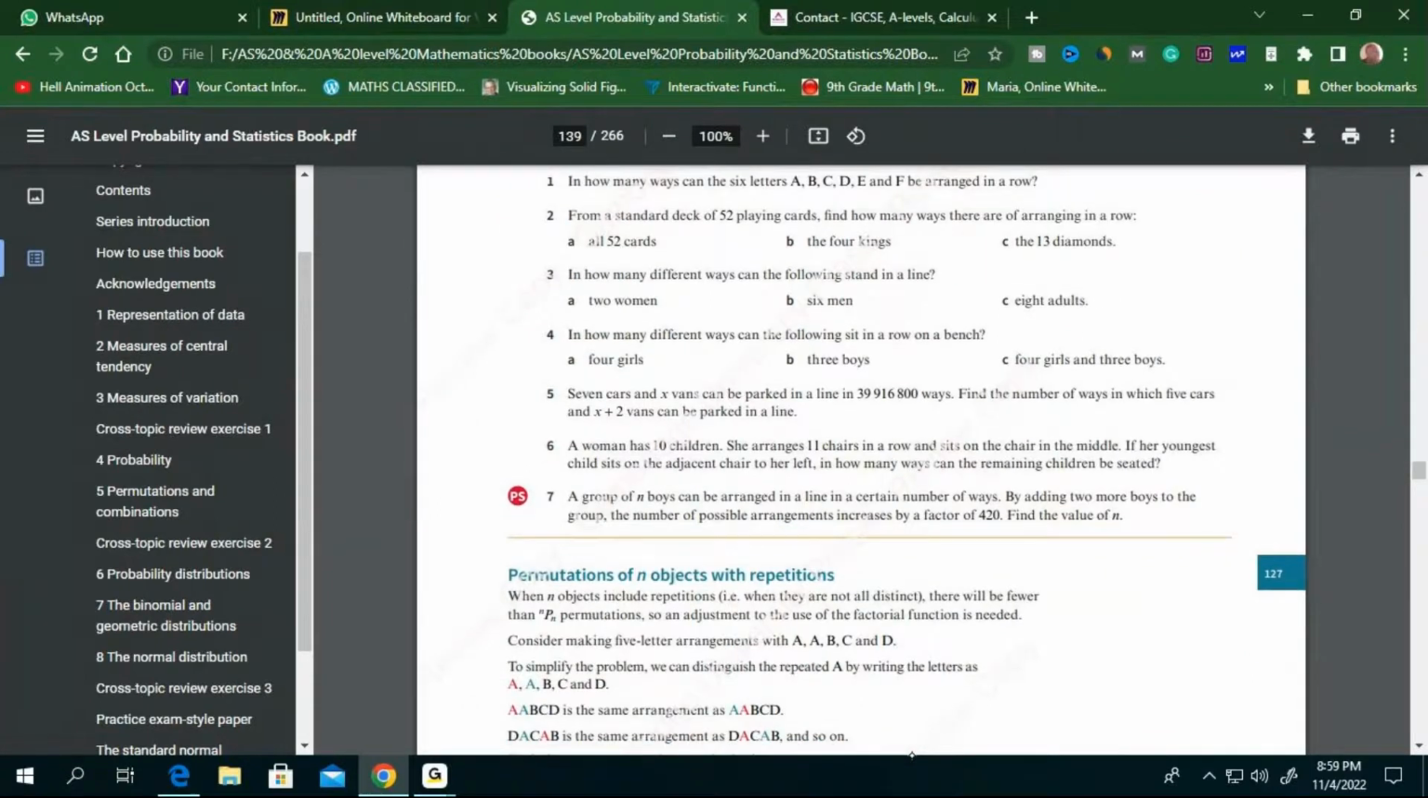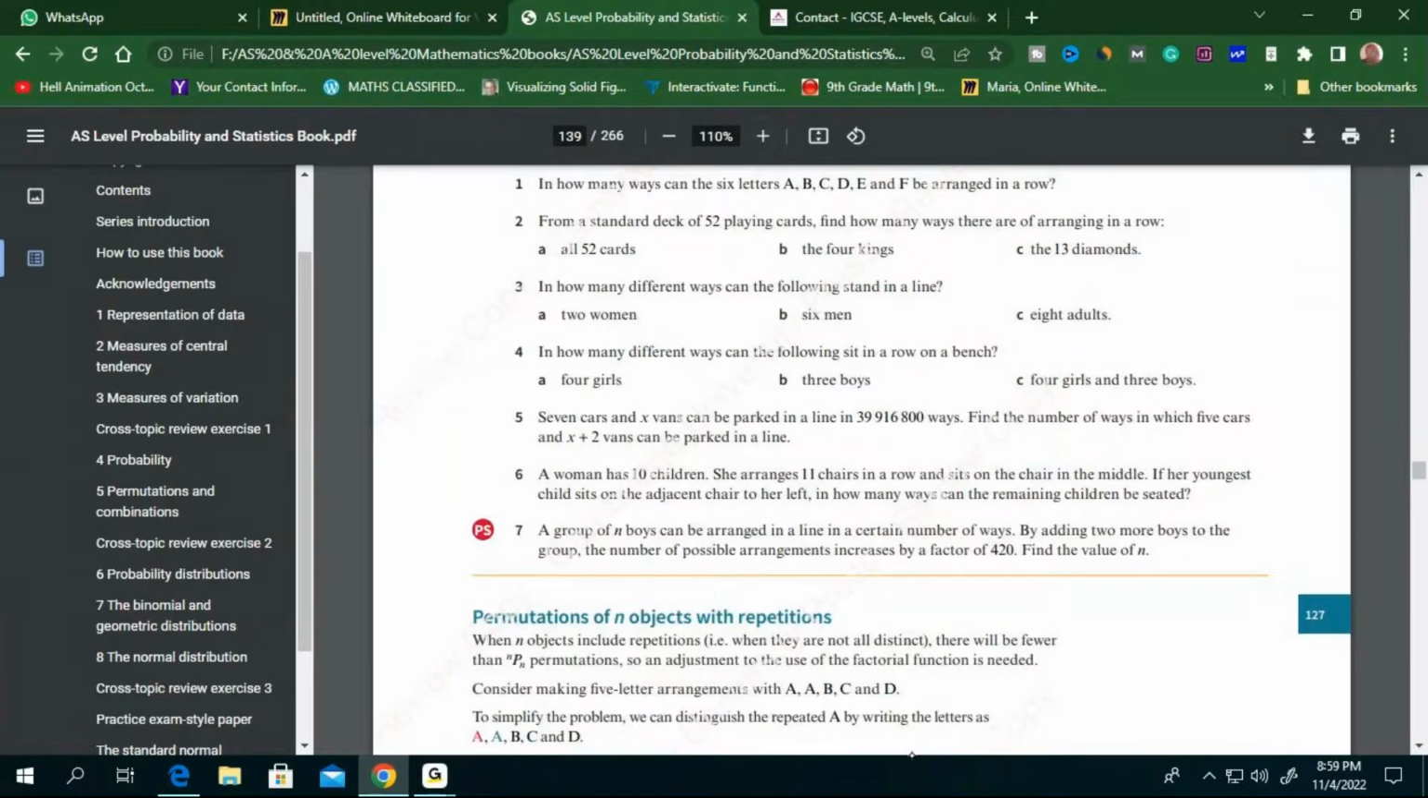Now, question number 2, from a standard deck of 52 playing cards, find how many ways there are of arranging them in a row. In part A, they just say all 52 cards you need to arrange in a row. What is going to be n factorial? You can't just say n factorial over here, because there are 4 kings and some spades. They are all repeated actually. Kings are getting repeated, because I do not know exactly what the arrangements are in 52 cards. There are many cards which are getting repeated. They look the same.